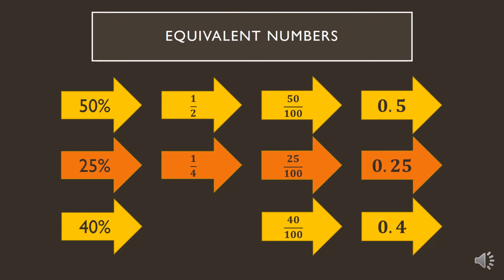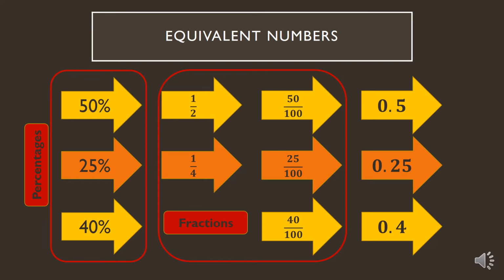Okay, so here we see equivalent numbers. On the left we have percentages, in the center we have fractions, and on the right we have decimals, and they are all of the same value. And they all describe rational numbers, which means numbers that are not whole numbers, part of something.